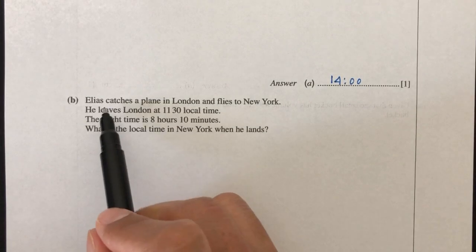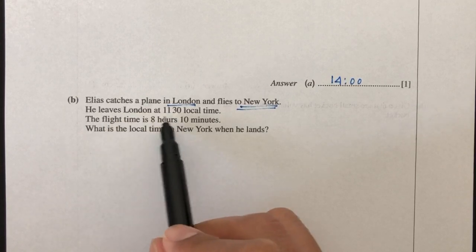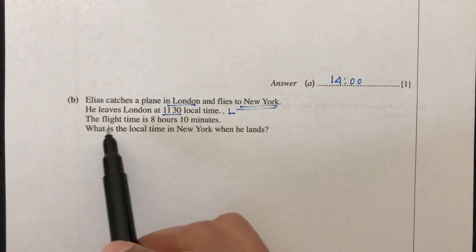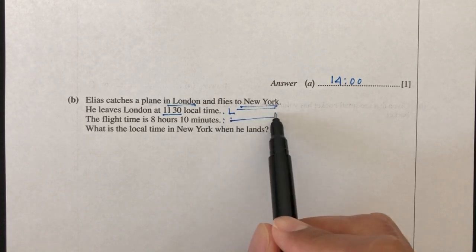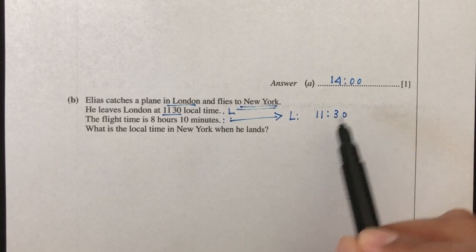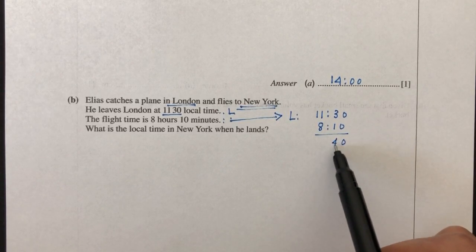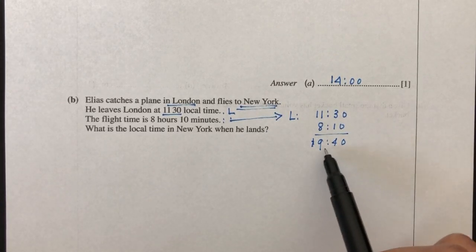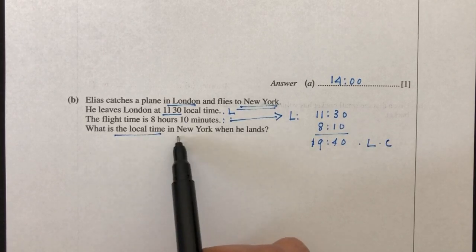Now for part B, Elias catches a plane in London and flies to New York. He leaves London at 11:30 local time. So this is London time, right? The flight takes 8 hours and 10 minutes. So let's find out when he arrives in London time. The plane leaves London at 11:30. It takes 8 hours and 10 minutes. That will be 19:40. So he will arrive at his destination at this time in London local time. The question is, what is the local time in New York when he lands?